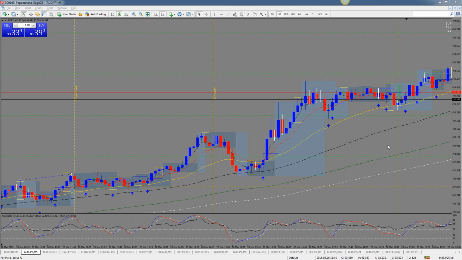But we use the 180 linear weight 1. We use the 90 linear weight 1. We use a 30 EMA. And we use the 10 EMA. And what we're looking for is all of them to be in order.